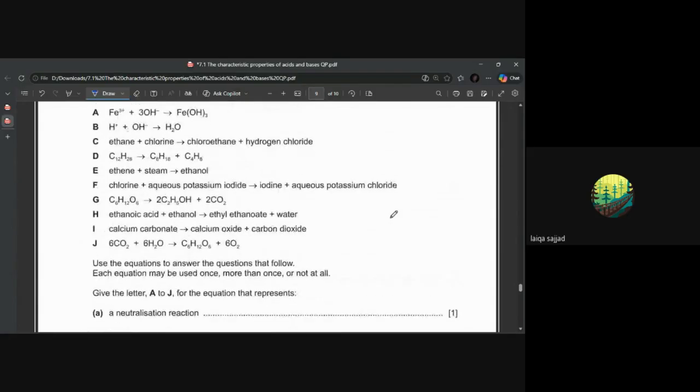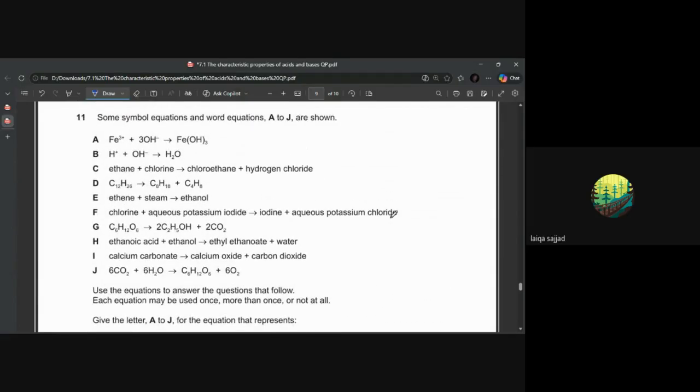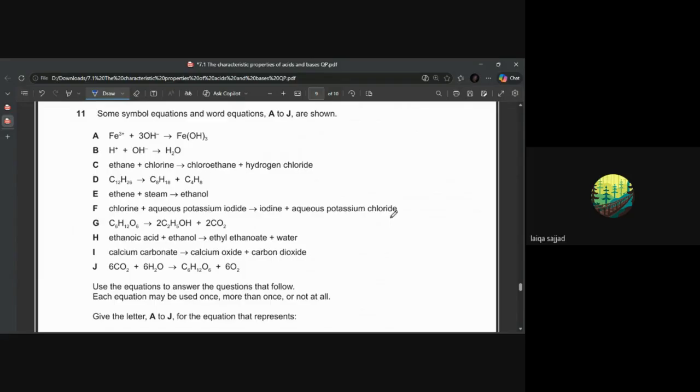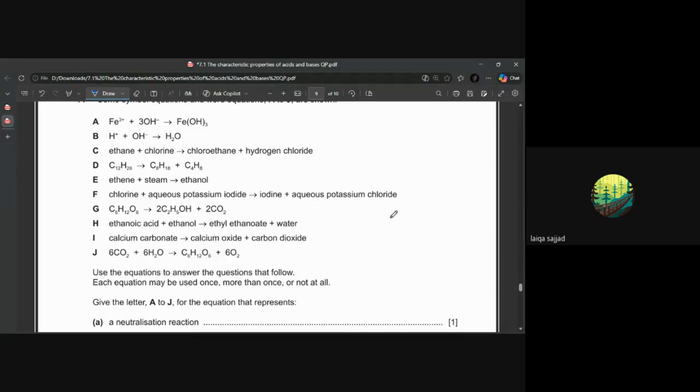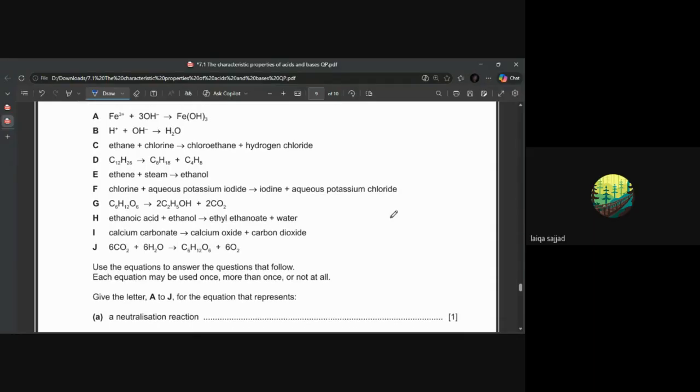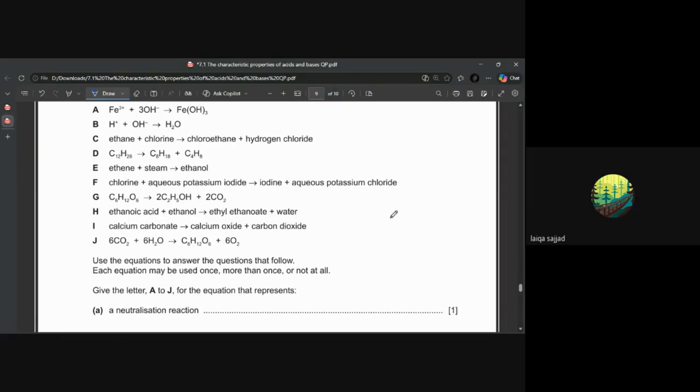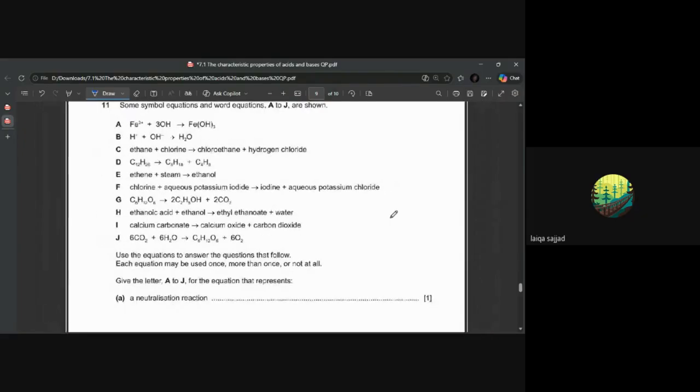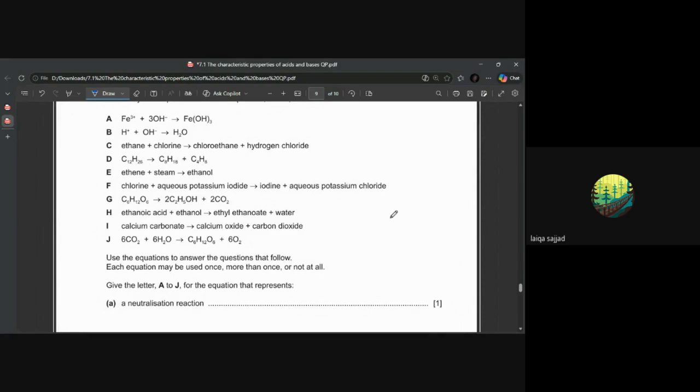Then moving forward, you're given some symbol equations and word equations A to J. They are shown. You have to use the equations to answer the questions that follow. Each question may be used once, more than once, or not at all. Actually, the questions are skipped. We are given just a few parts from each paper.